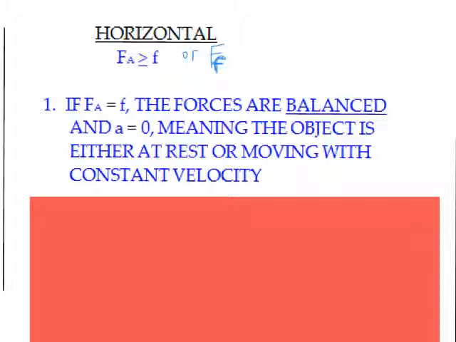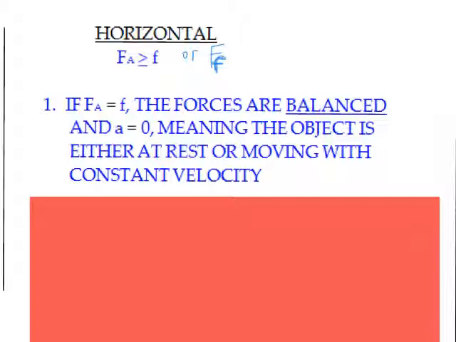If the applied force is equal to friction, then that means these forces are balanced and we have no acceleration. Remember from Newton's first law that this has two meanings. The object is either at rest or it's moving with a constant velocity. So this would be like something that's sitting on, let's say, a piece of paper, and I drag that paper and the object stays with it. The object is moving at a constant velocity and there's so much friction there that it stays with that paper as I drag it.